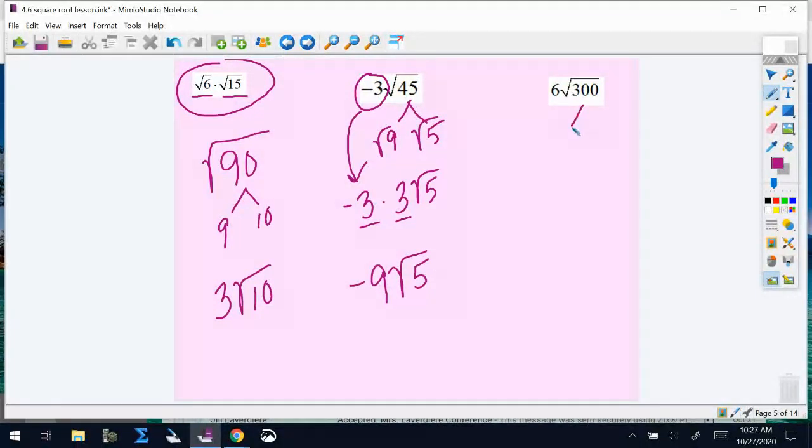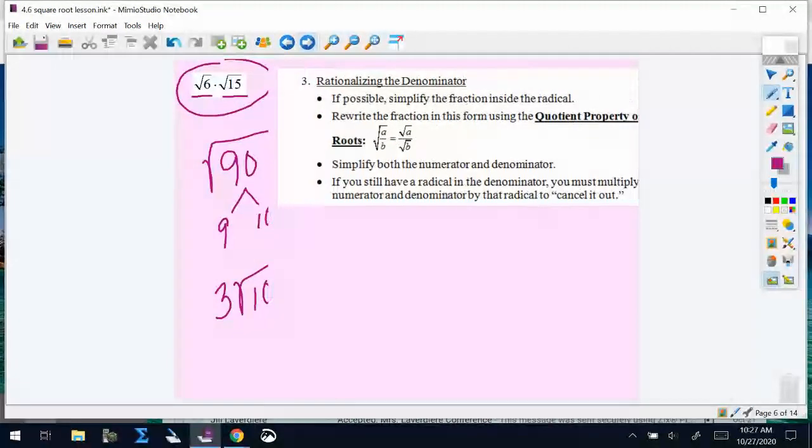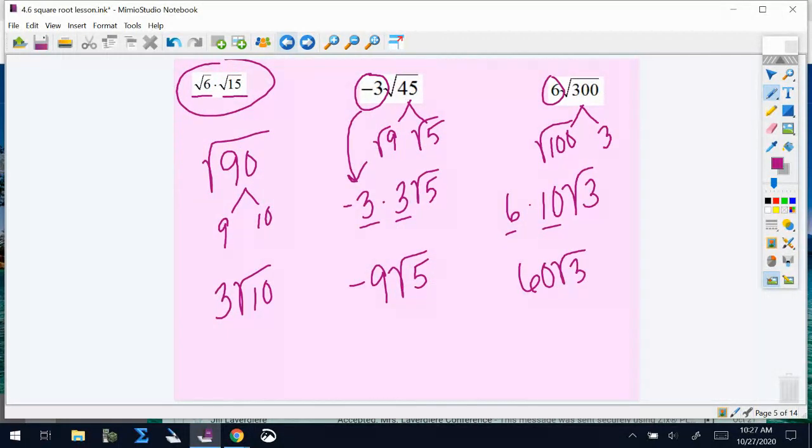Same thing with this next one. 300 can be broken down into 100 times 3 because 100 is the biggest perfect square that goes into 300. Take the square root of 100, which is 10, and the square root of 3. And then we're going to multiply this 6 that was just waiting out front. So you're going to multiply 6 times 10 to give you a simplified answer of 60 root 3. And that actually is the end of this topic. So this is all multiplying and simplifying radicals using the perfect square list.